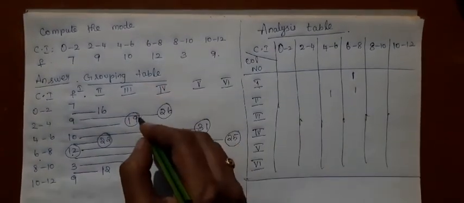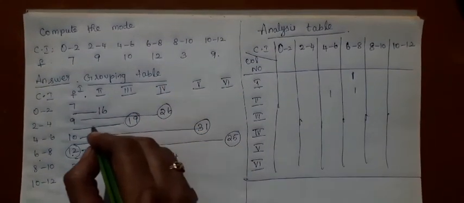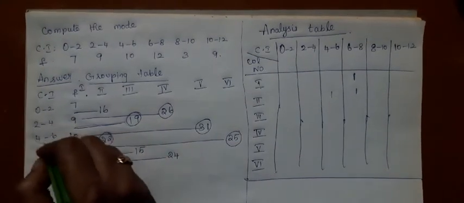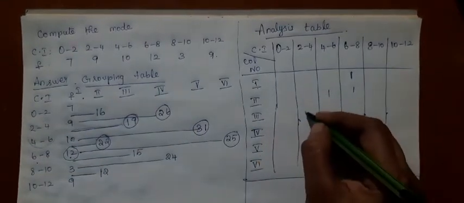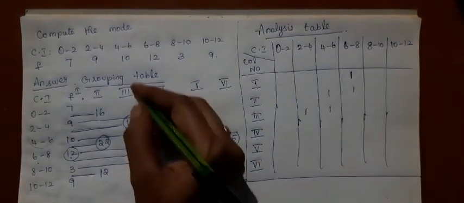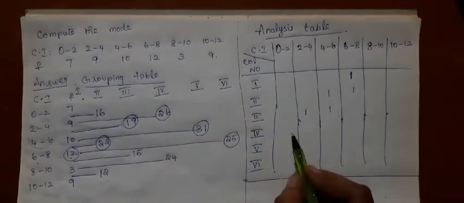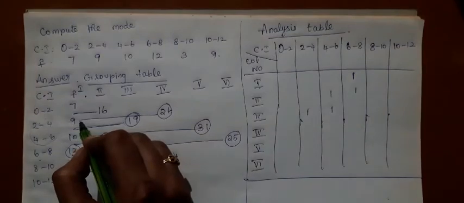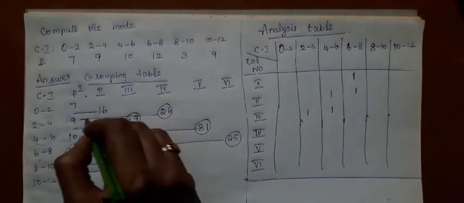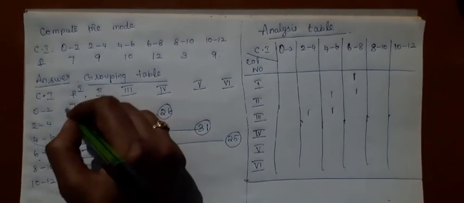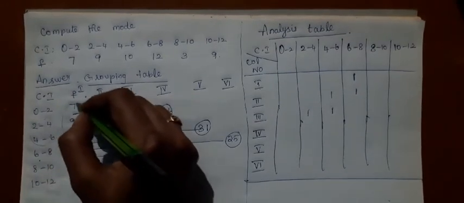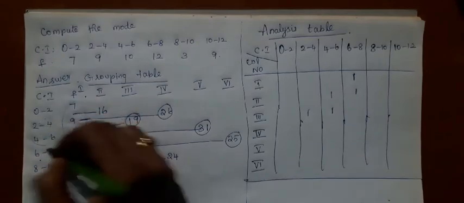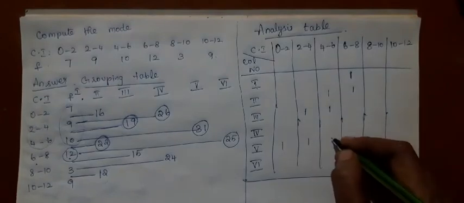In the next column, the maximum value is 19. This line says you got it by adding these two numbers. The corresponding classes are 2 to 4 and 4 to 6. In the next column, that is the fourth column, the maximum value is 26. It corresponds to a number. If it corresponds to a number, it means that you have obtained it by adding 3 numbers. The corresponding classes are 0 to 2, 2 to 4 and 4 to 6.